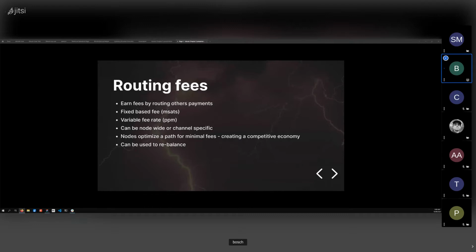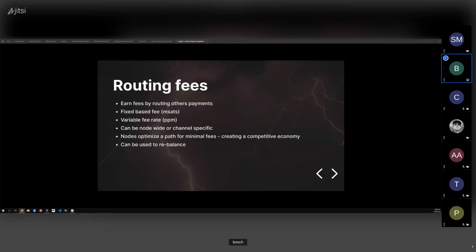Yeah, so you have 2 fees. You have your fixed base fee, which is represented in MSATs, which all nodes have. I think it's usually set at 1 Satoshi or 1,000 MSATs or something like that. But the variable fee rate, that's based on how much.